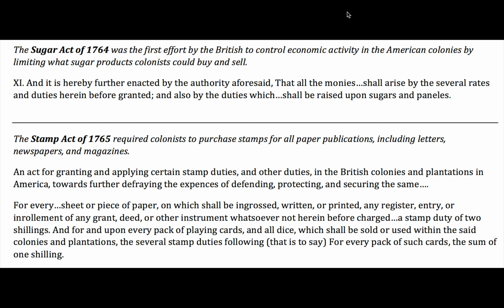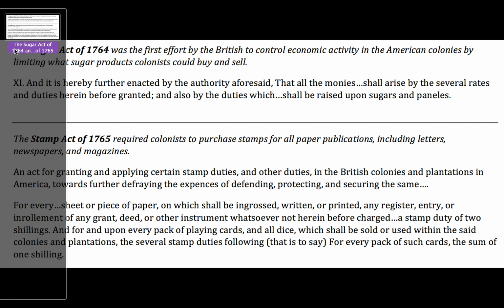Hey guys, so now we are focusing on supporting question number 2, and this is a source from the Legislation Bank and their excerpts from laws demonstrating British policies toward the American colonies from 1764 to 1774. So these are specific laws that the British tried to place or did place on the American colonies.